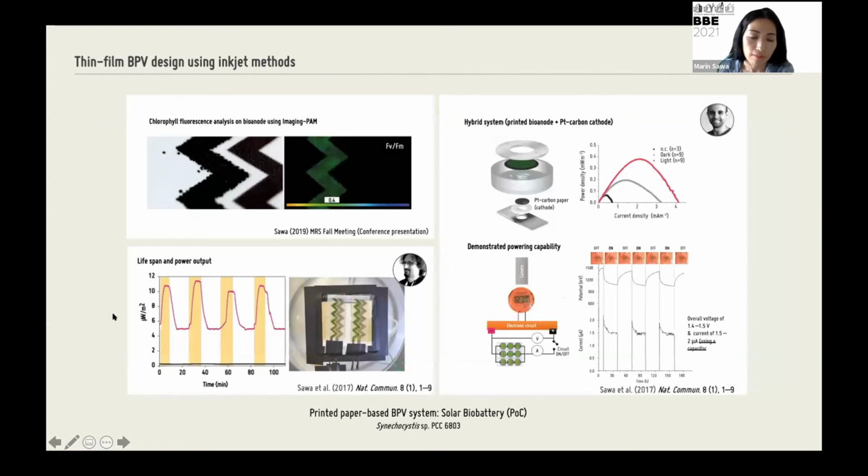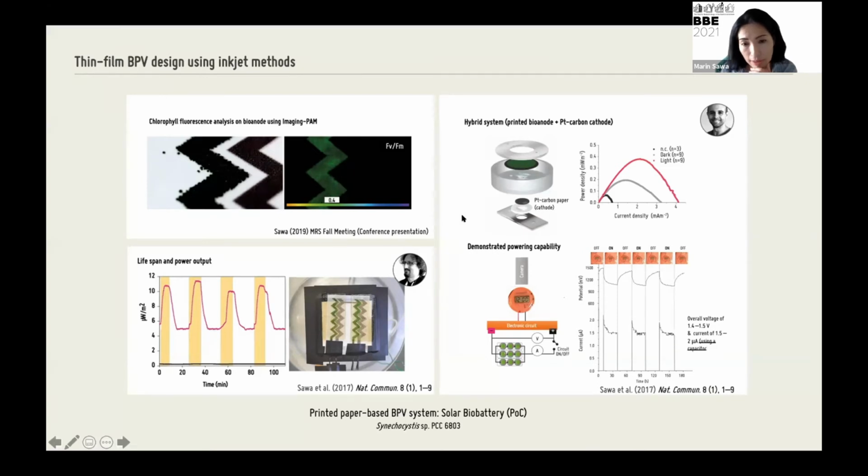Now, the capability of this printed BPV system can be found here. So the power output of the fully printed system, which I characterized and developed with Andrea, as you can see in the lower left-hand side, shows the generation of electrons over 4 or 5 days in the range of microwatts, in the light and in the dark.